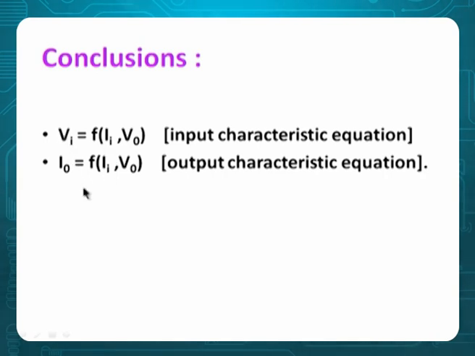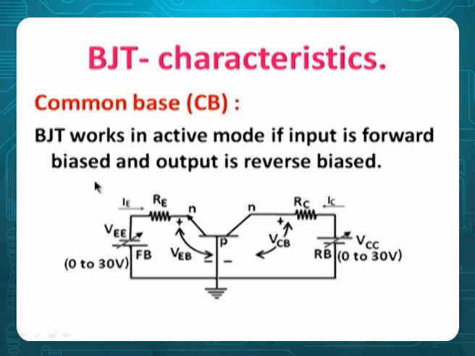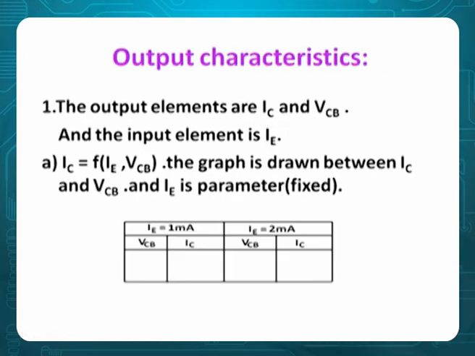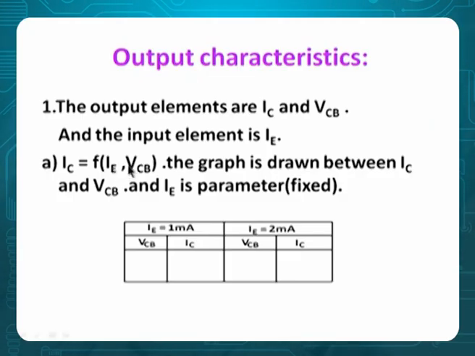Therefore, when you're drawing characteristics, these are the basics. Now let me give you the output characteristics. IC is a function of IE and VCB. That means the output elements are IC and VCB. Then what happens to IE? IE becomes a fixed value. So fix IE, vary VCB, note down IC.